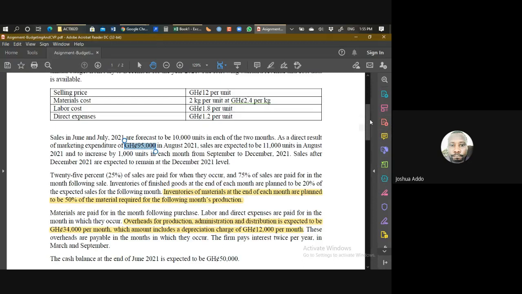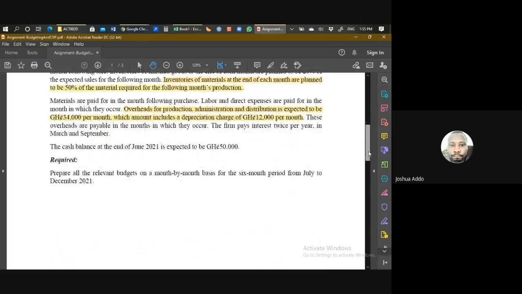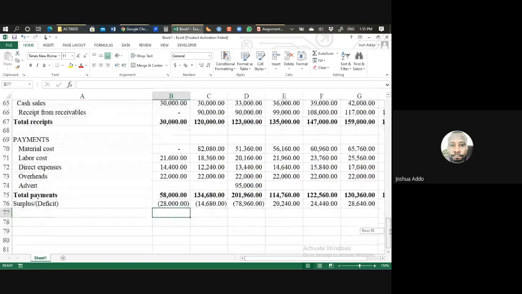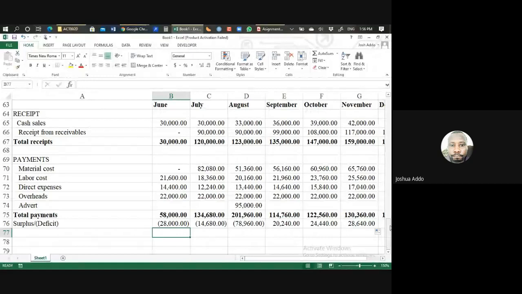June began with a cash balance of 50,000. June ended with a cash balance of, okay, good. The cash balance at the end of June is 50,000. So this month ended with a cash balance of 50,000. That will be the beginning cash for July.